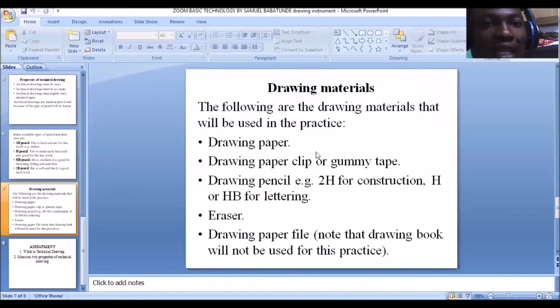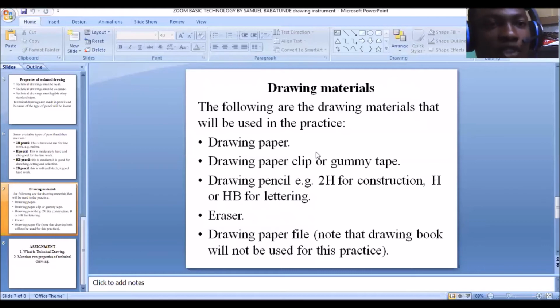Then the drawing paper clip or gummy tape. Remember, in technical drawing, your drawing paper is actually placed on a drawing instrument known as the drawing board. In our next lesson, I'll show you the diagram. You'll see how it is placed. When you place this paper on this drawing board, it is necessary that you hold this paper on the board. What are the materials used to hold this paper? We call them the drawing paper clip or the gummy tape. They are used to hold the paper on the board, to stabilize the paper on the board.